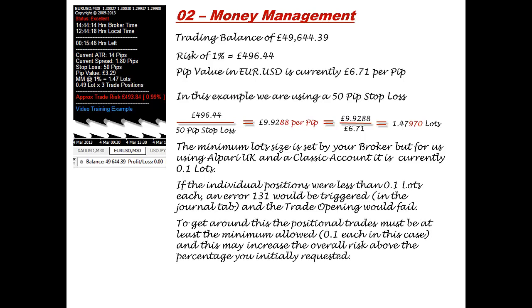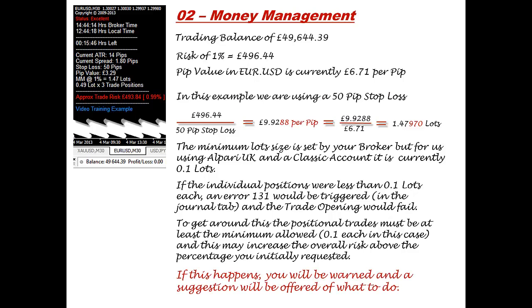To get around this, the positional trades must be at least the minimum allowed, 0.1 each in this case, and this may increase the overall risk above the percentage you initially requested. If this happens, you'll be warned and a suggestion will be offered of what to do.